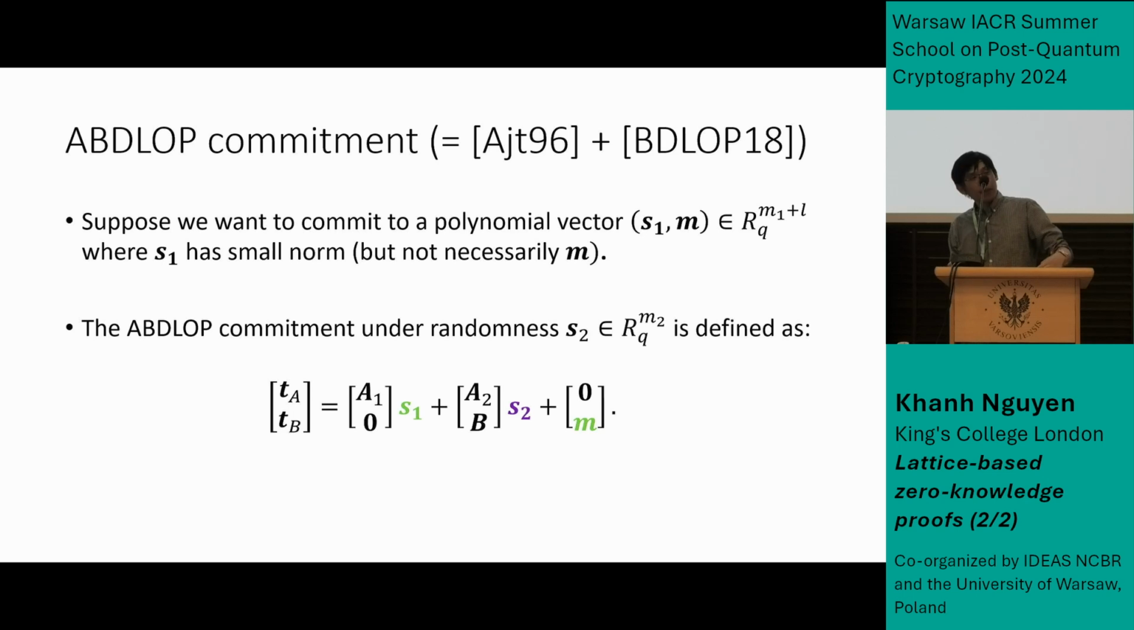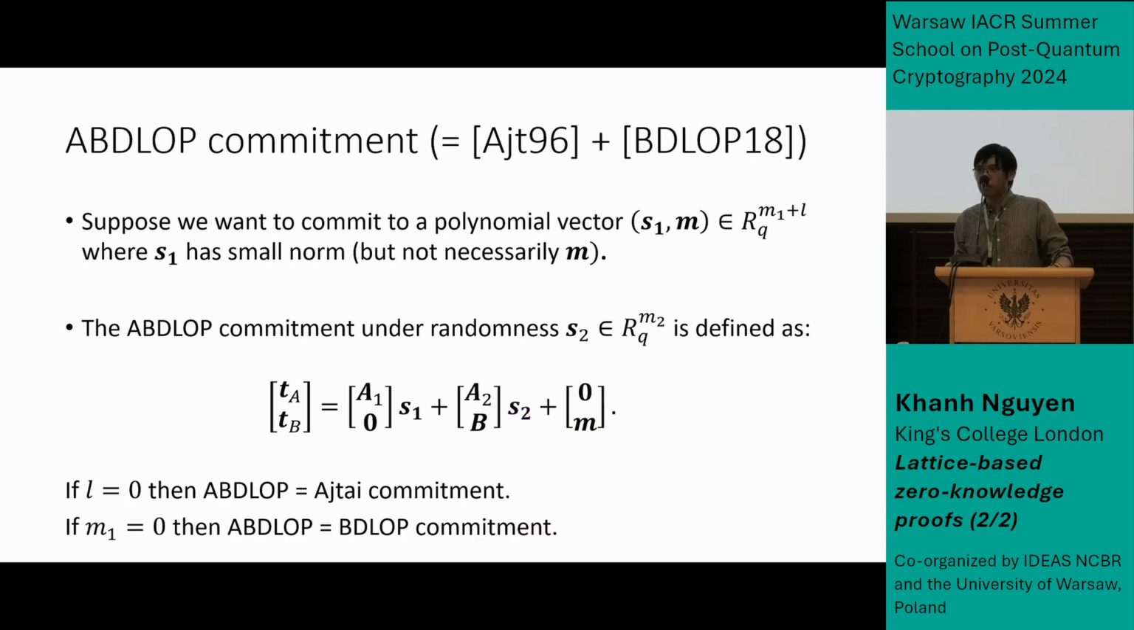But now we have the second part, which deals with all the large norm elements. So TB is equal to B times S2 plus M. Okay? So if L is equal to 0, then there is no TB. So it's literally TA equal to A1S1 plus A2S2. And if M1 is equal to 0, then I end up with a BDLOP commitment. So that's for people who are more into this area. Okay? So this is more of a generalization.